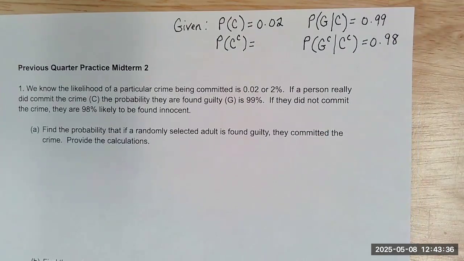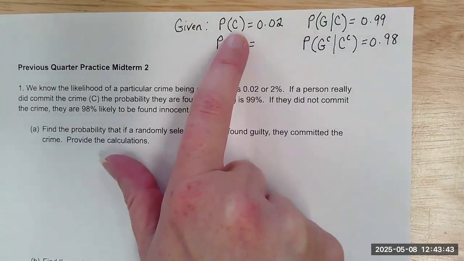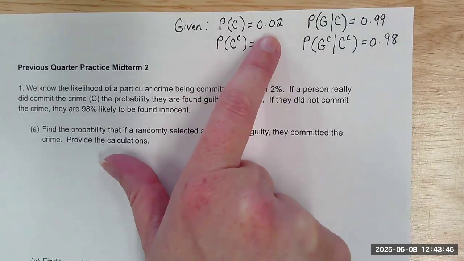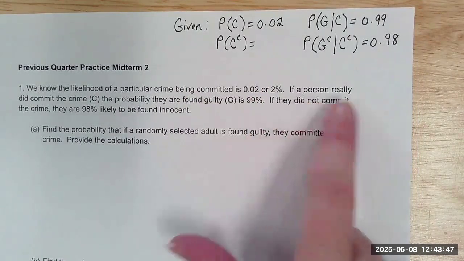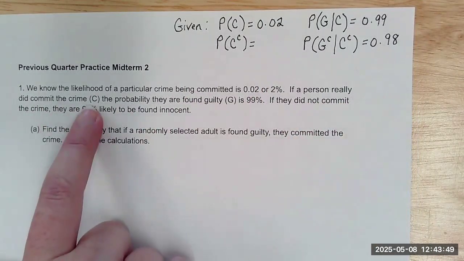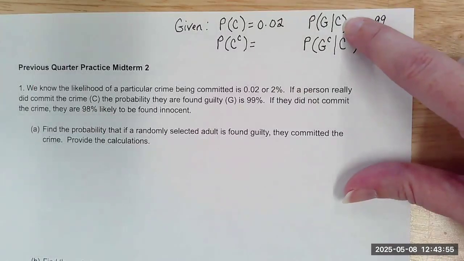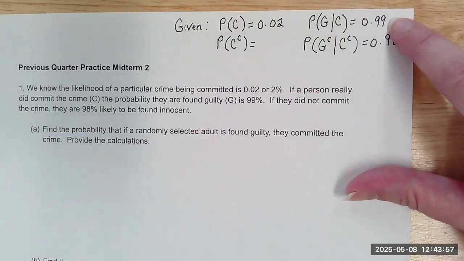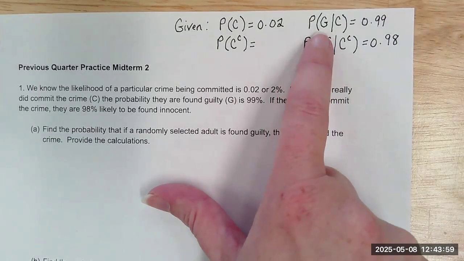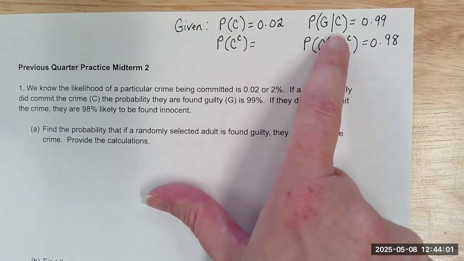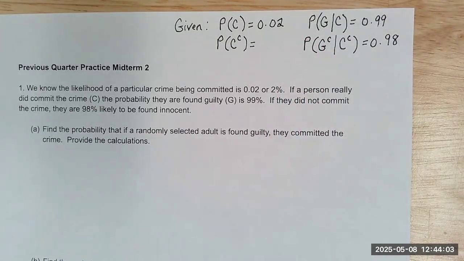Okay, things that I think they gave us. The probability that a particular crime is committed would be P of C is 0.02. Did you get that down? Okay. If a person really did commit the crime, that's the same way as saying given that they committed the crime, that they're found guilty is 99%. So you should have probability of G given C is 0.99.